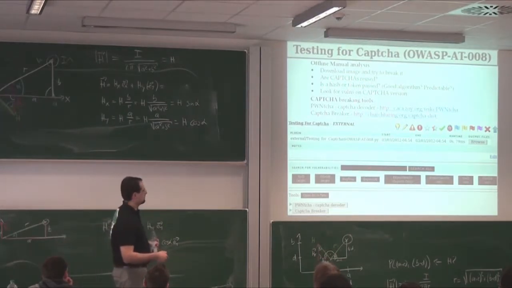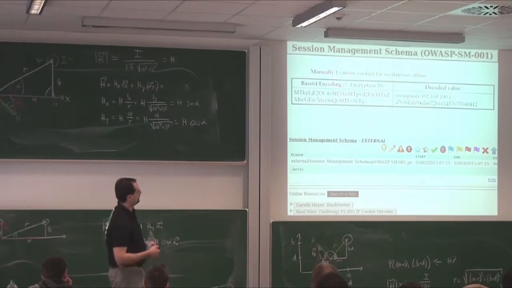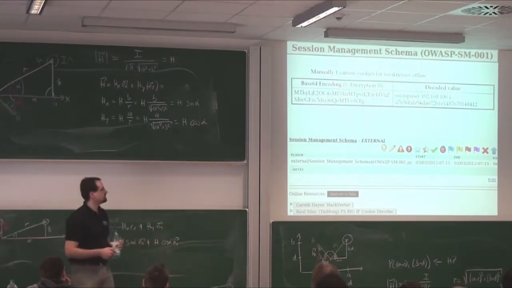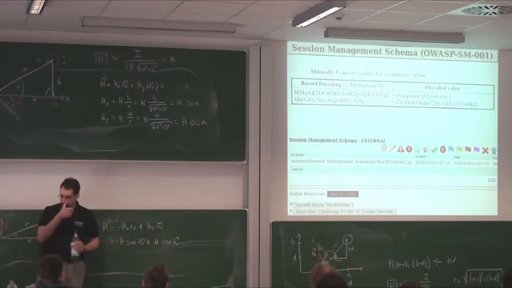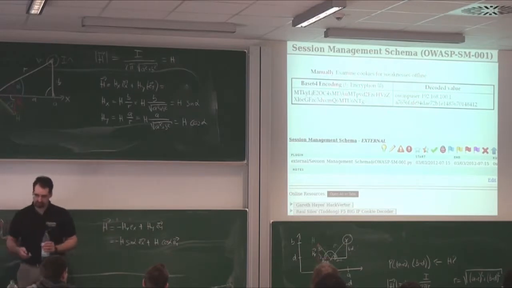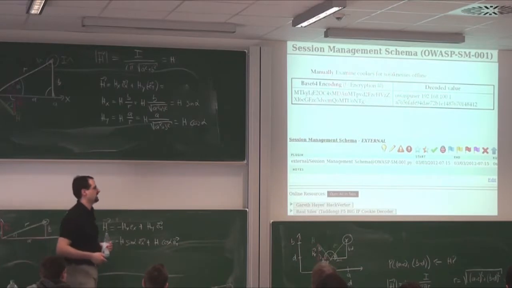So you have this search for vulnerability search box that's blank, so that if you detect the version, you can use this for convenience. For the session management schema, sometimes people put sensitive stuff in cookies, like stuff with Base64 encoded and things like this. And there's a couple of tools that can help us here.